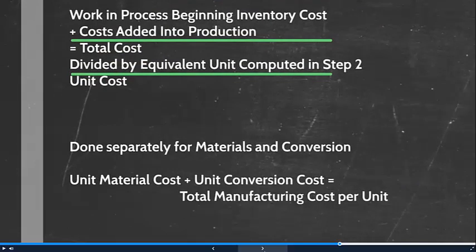Therefore, in step 3, we're going to take the work in process beginning inventory cost amount and add that to any cost that we put into production during that period. That will give us our total cost during this period. We're going to divide that by our equivalent units that we just computed. We'll do this separately for materials and conversion. And that will give us a unit material cost and a unit conversion cost. If we add those 2 pieces together, it will tell us our total manufacturing cost per unit.